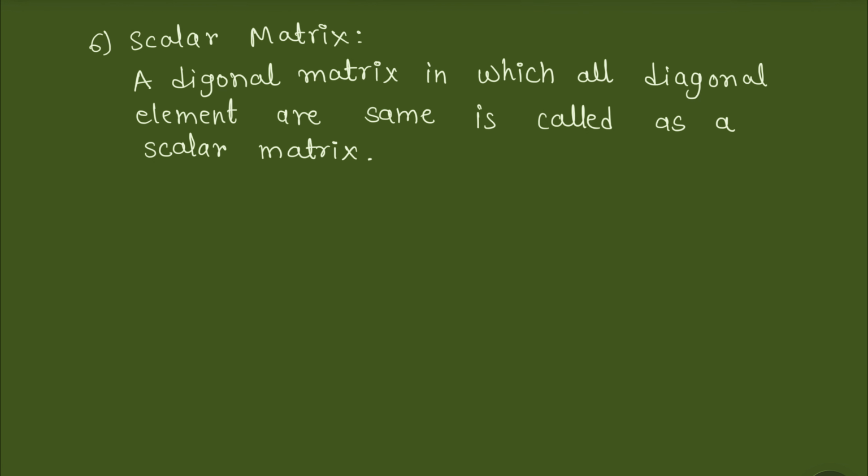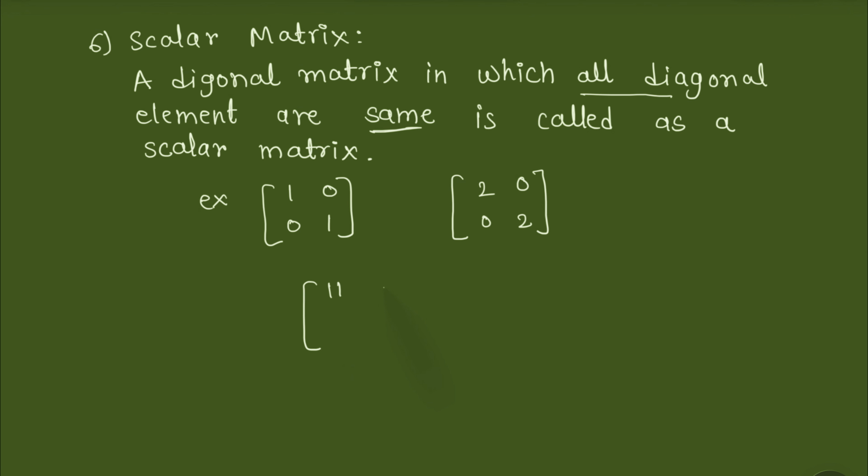Now, scalar matrix. A diagonal matrix in which all diagonal elements are the same is called a scalar matrix. In a scalar matrix we need all diagonal elements to be the same. Now take examples: 1, 0, 0, 1; 2, 0, 0, 2; 11, 0, 0, 0, 11, 0, 0, 0, 11. These are scalar matrices.